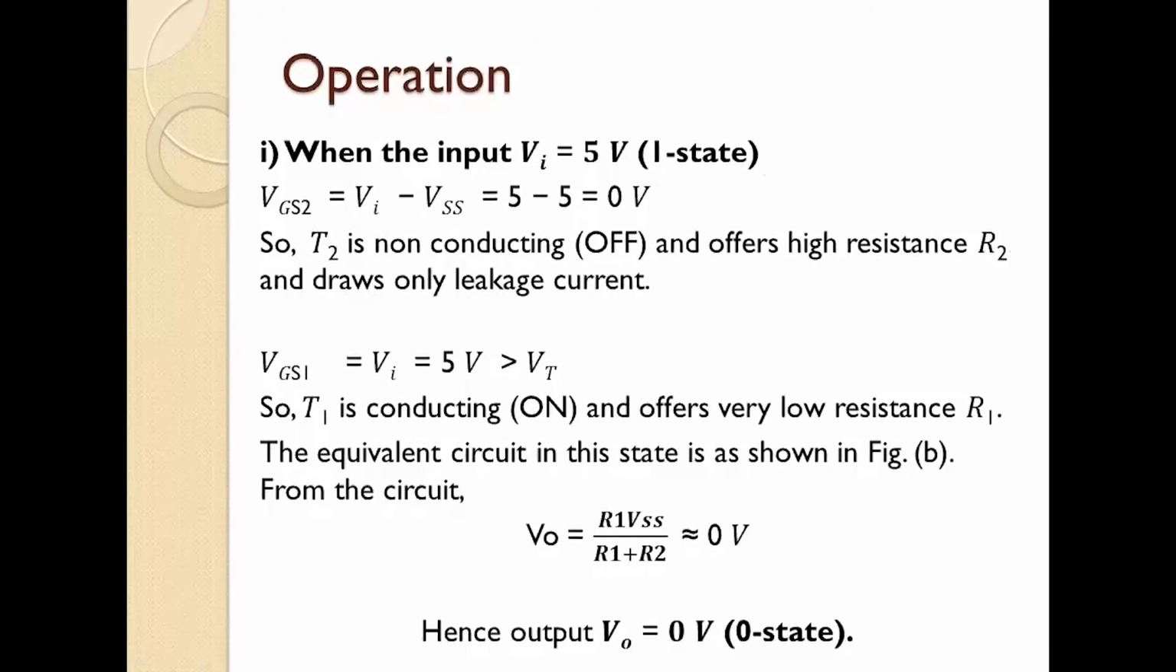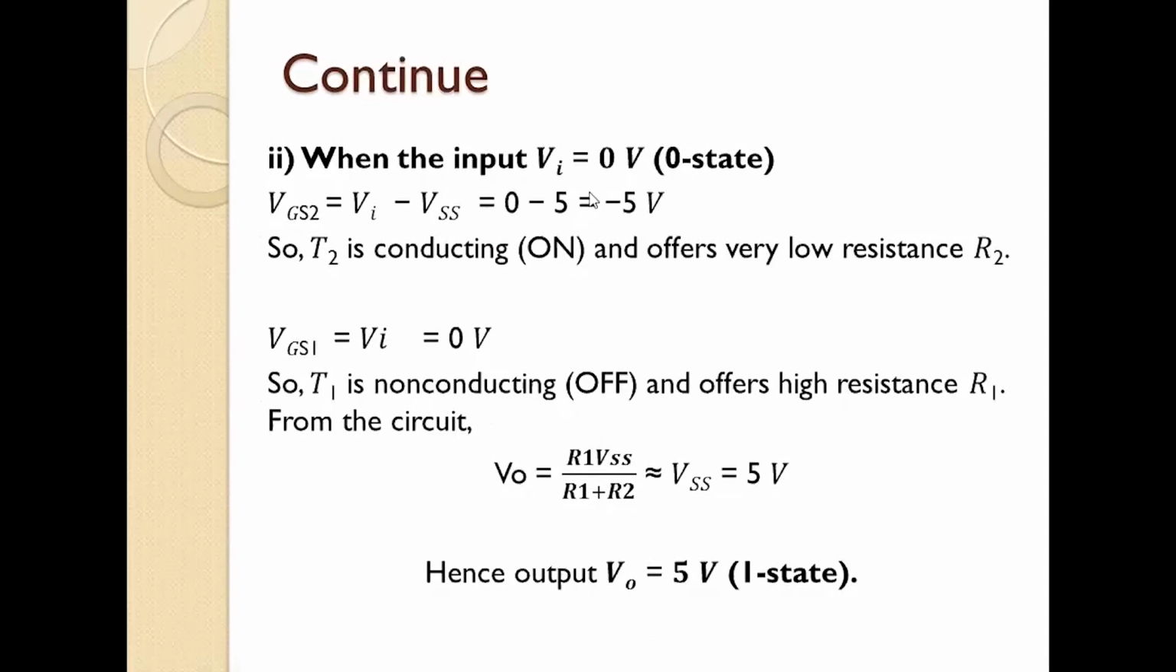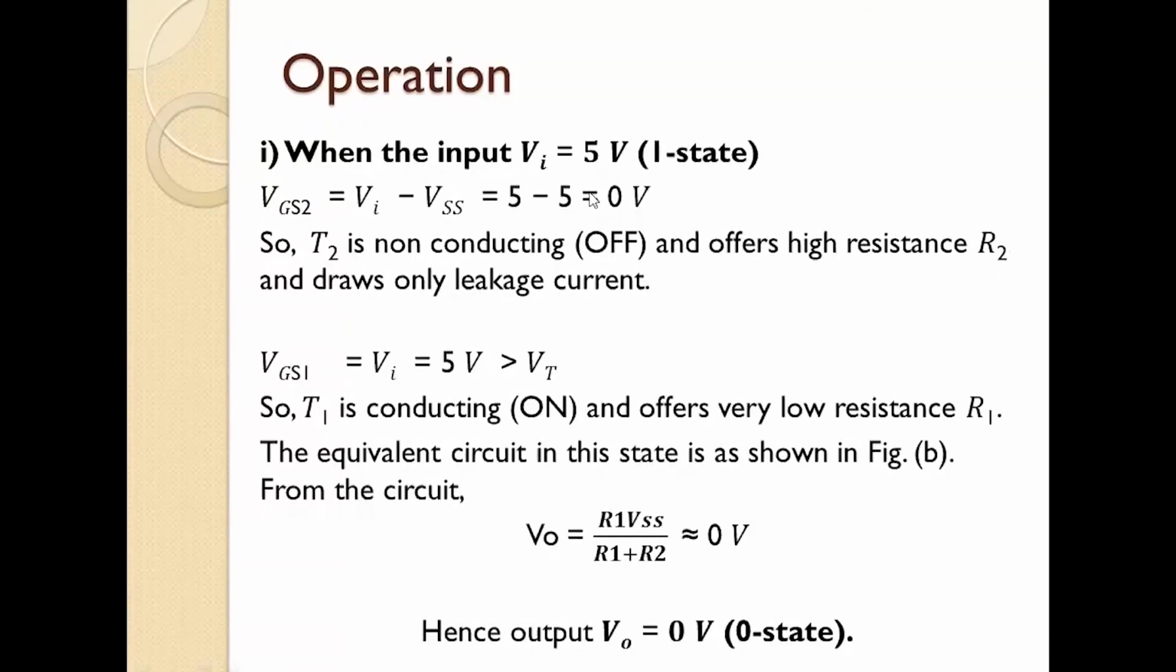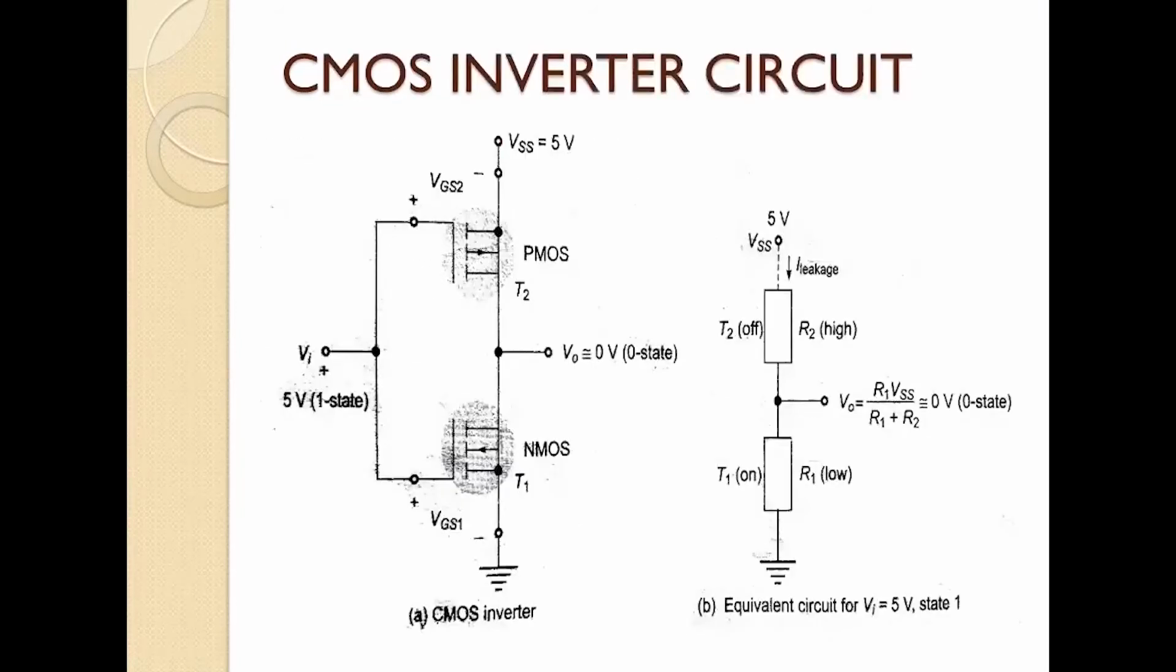So Vi is equal to 5 volt. Correct? I am applying an input voltage of 5. Vi is equal to 5 and VSS is also 5. So 5 minus 5 is what? 0 volt. The voltage across your gate and source terminal is 0 volt. With 0 volt across gate and source terminal, your PMOS won't conduct. That is nothing but it acts as an open circuit.